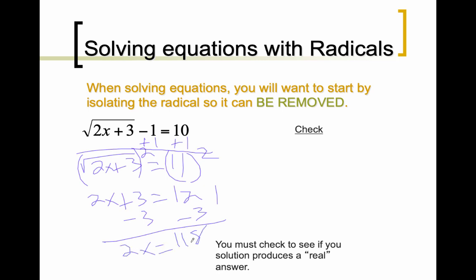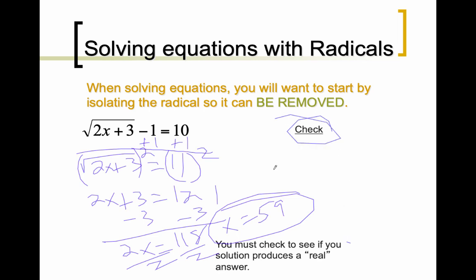2x is 118. Divide by 2. X must be 59. You do need to check. I know sometimes we kind of scoff at checking. You've got to check these ones because we've got to remember you're not allowed to take the square root of a negative. There are going to be some things that get thrown off here if you're not careful.